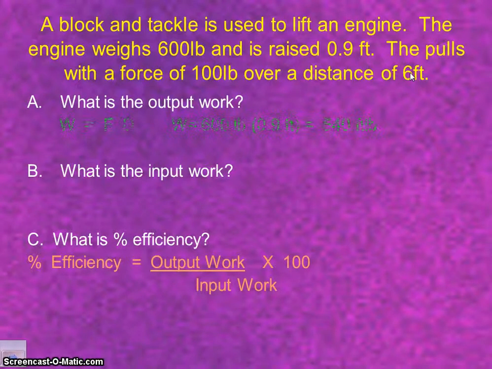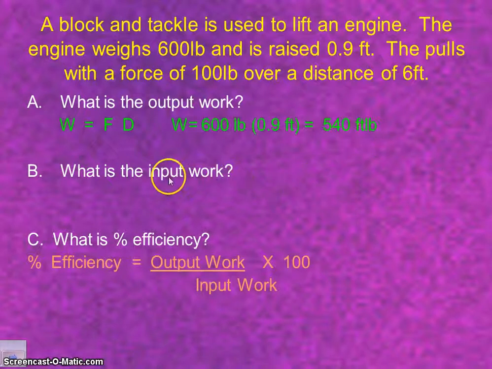So let's take a look. The output force is what do we need done? The engine needs to be lifted 0.9 feet. So that's my output. When you're looking at output, think of it in terms of this: even before you decide what machine you're going to use, what has to happen? That 600-pound engine needs to be lifted 0.9 feet. So you take your force times your distance, 600 pounds times 0.9 feet, and you get 540 foot-pounds. That's your output.